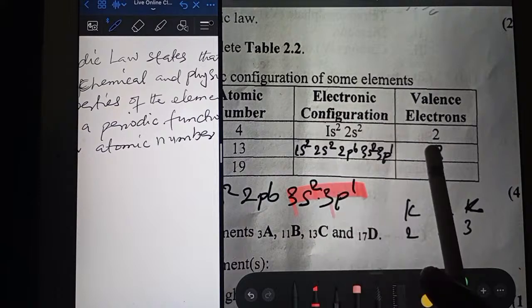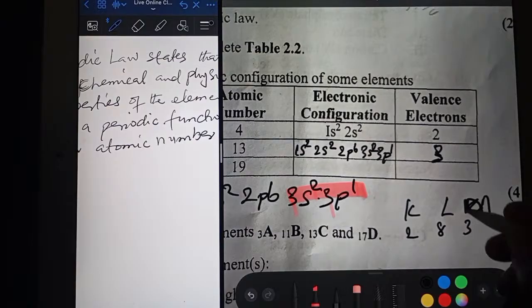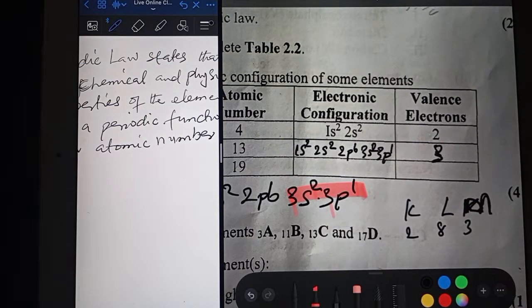Valence electron is the electron in the last shell. How do you know the last shell? Those ones sharing similar number. 3, 3, that's the last shell. They are all in period 3, the K shell, I mean KLM. They are all in the M shell. So the valence is 3.